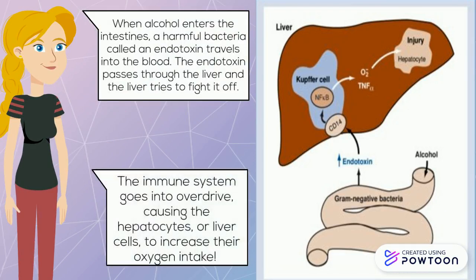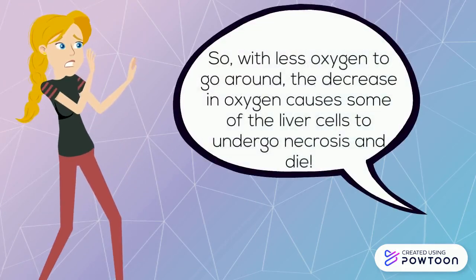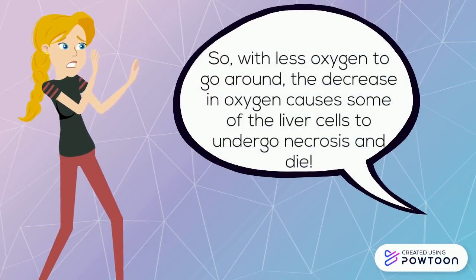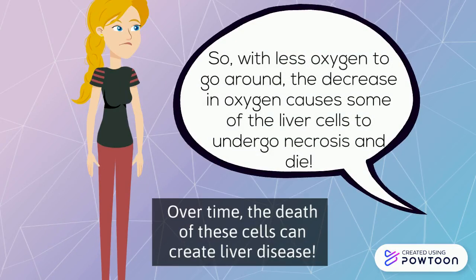The immune system goes into overdrive, causing the hepatocytes, or liver cells, to increase their oxygen intake. So, with less oxygen to go around, the decrease in oxygen causes some of the liver cells to undergo necrosis and die. Over time, the death of these cells can create liver disease.